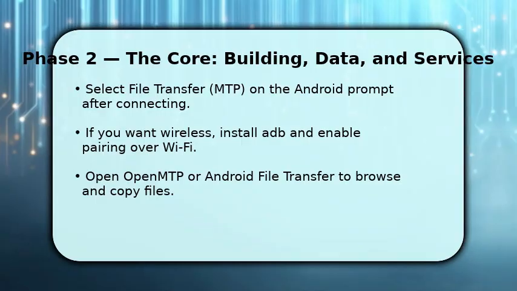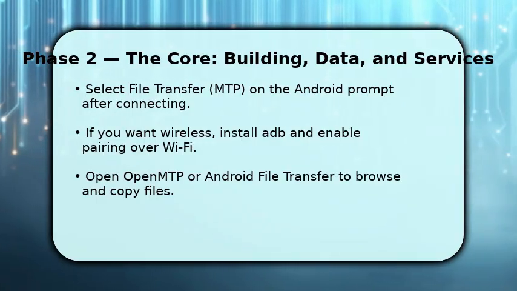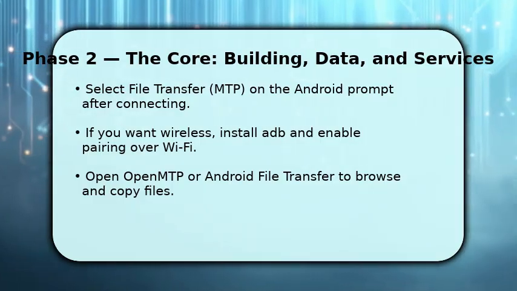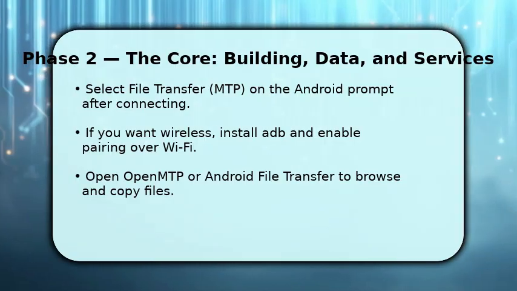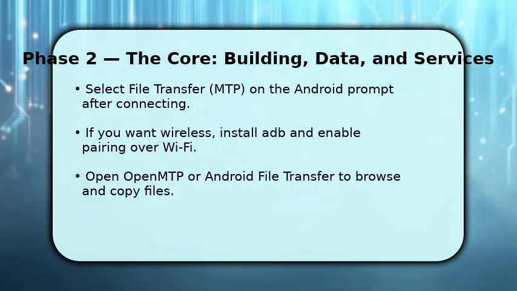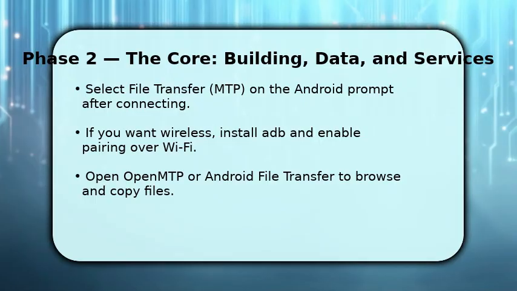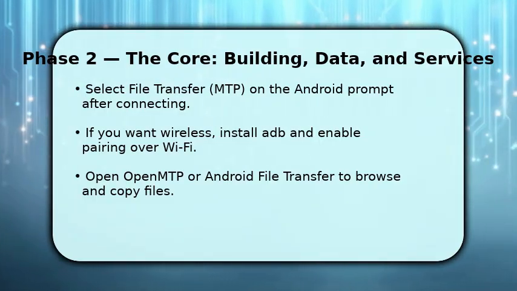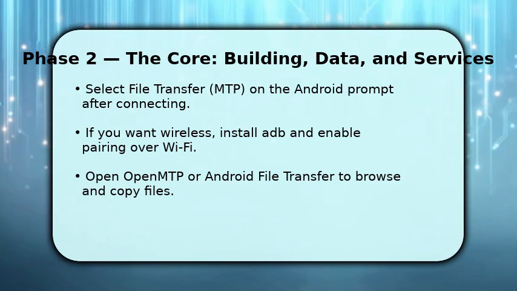If you prefer wireless, install ADB via Homebrew, then run adb devices and adb tcpip 5555 to switch the phone to network mode. Pair with adb connect phone IP:5555. Open OpenMTP or Android File Transfer on the Mac to browse folders.